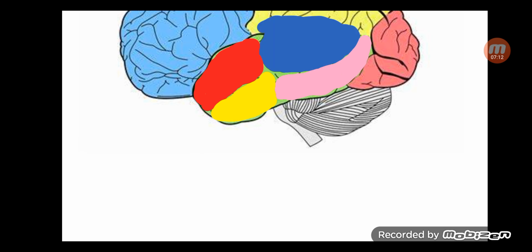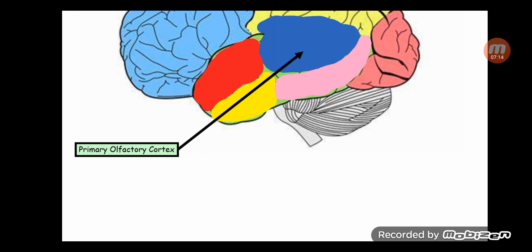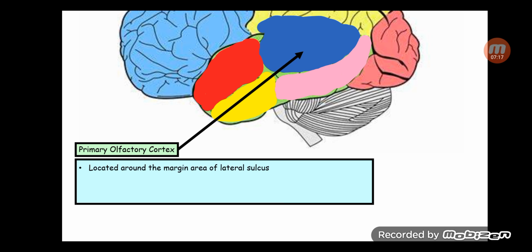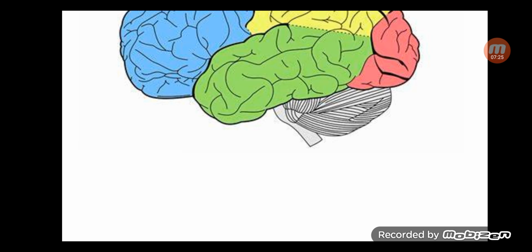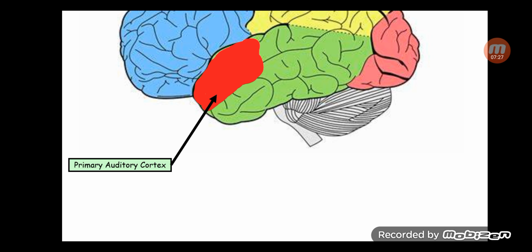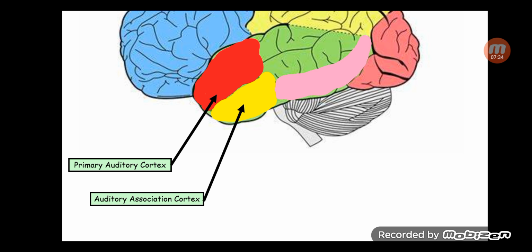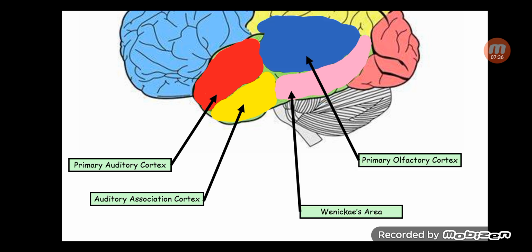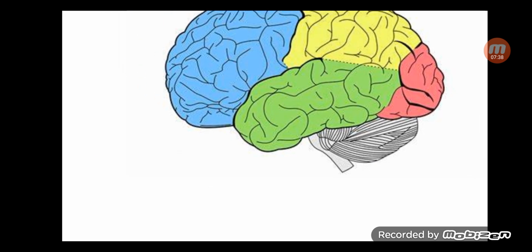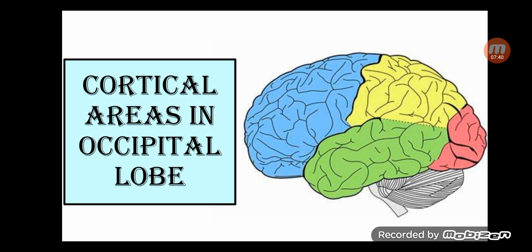Then the other cortical area in the temporal region is Wernicke's area, which is located around the margin area of the lateral sulcus, and it is involved in spoken language comprehension and written language comprehension. So the cortical areas in the temporal region were primary auditory cortex, auditory association cortex, Wernicke's area, and primary olfactory cortex. Now let's talk about cortical areas in the occipital lobe.